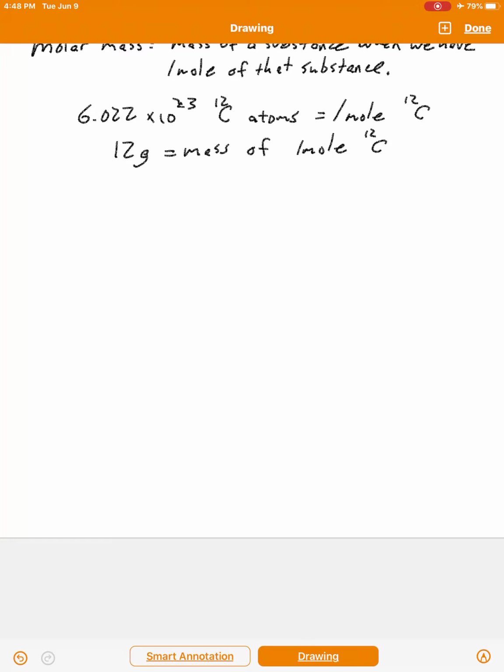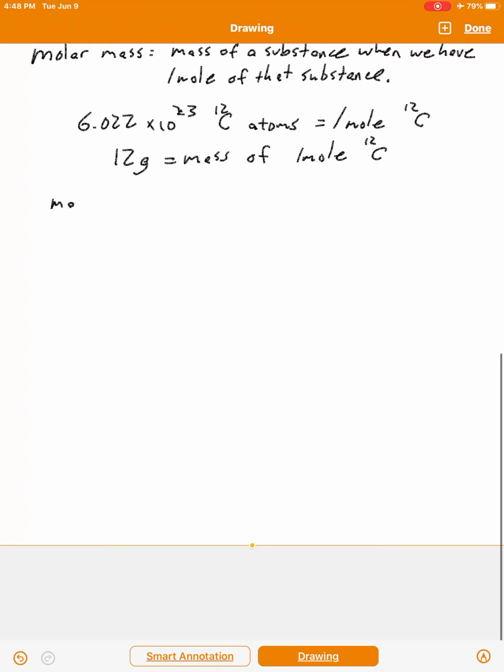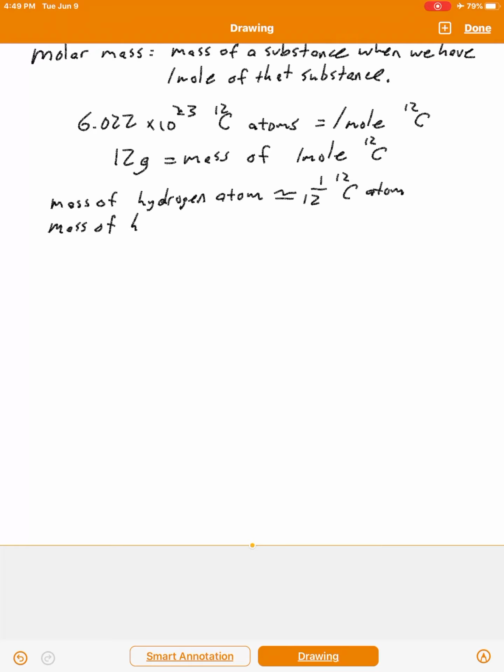So here's what we do. If you look at the mass of the hydrogen atom, it's approximately a 12th of a carbon-12 atom. Okay, it's not exactly a 12th, but it's pretty close. It's like within 1% of that. And if you look at the mass of a helium atom, it's approximately 1/3 of a carbon-12 atom. Approximately 1/3. So what we do is we use the periodic table to catalog these masses.